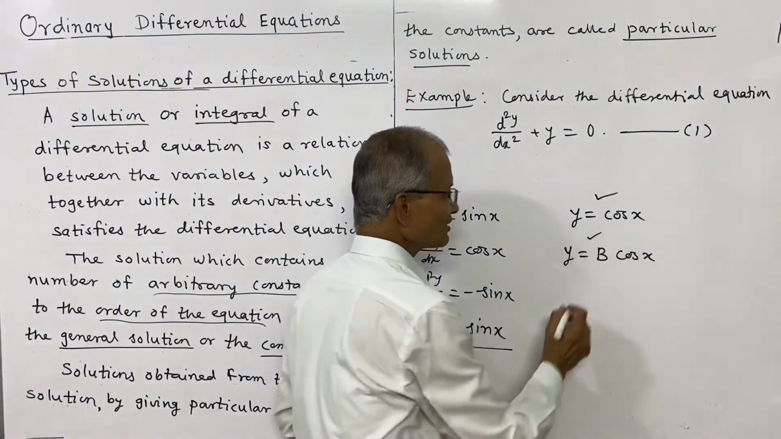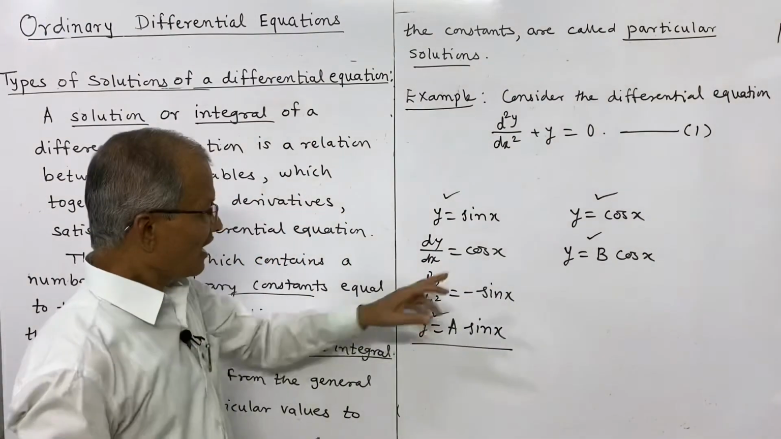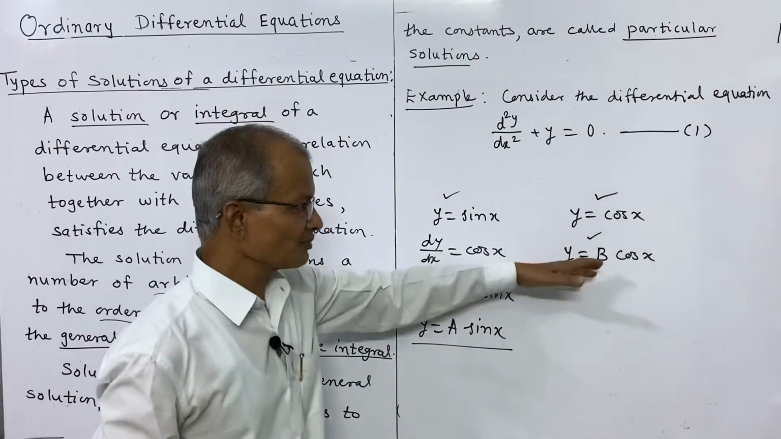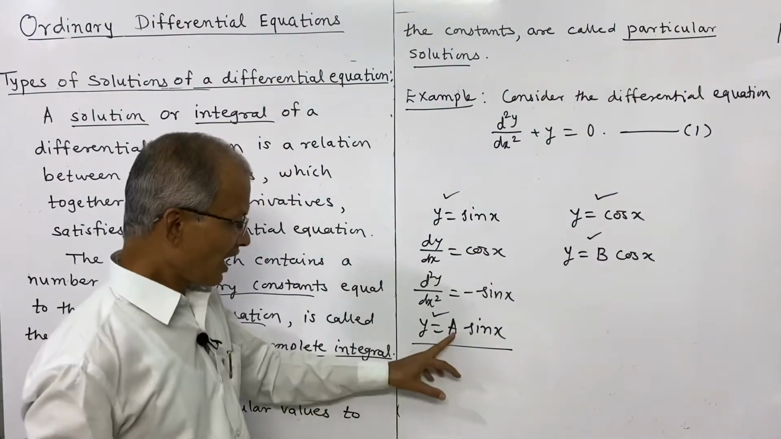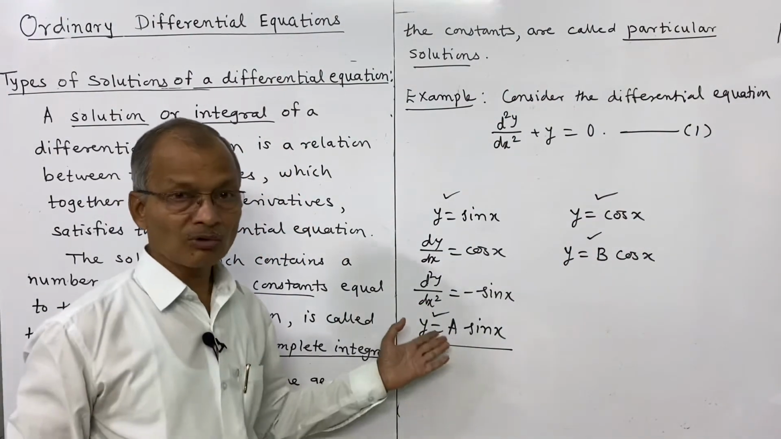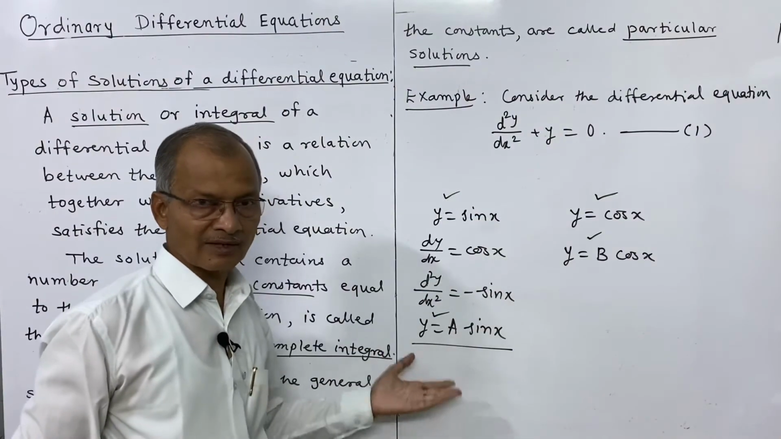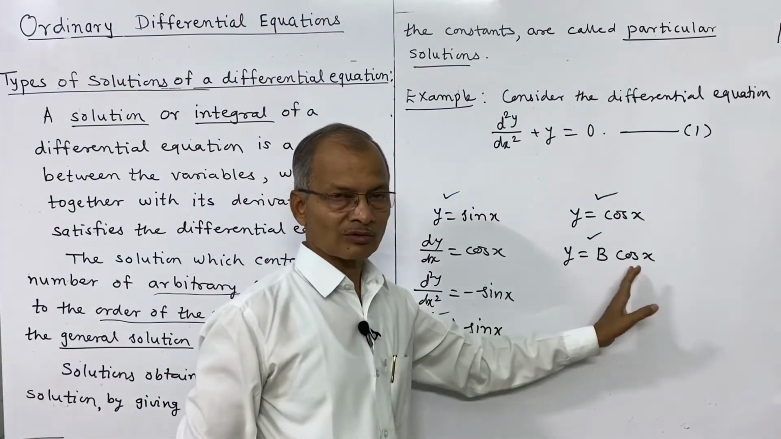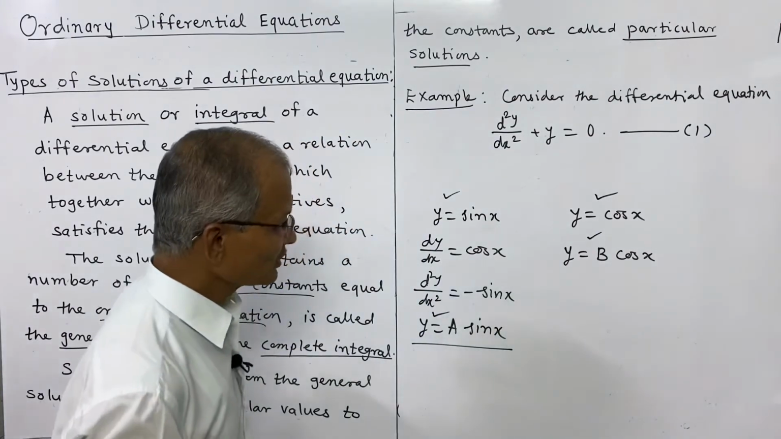So that means there are a number of solutions. A sin x is also a solution, b cos x is a solution. If you consider a any value, 2 sin x is also a solution, 3 sin x is also a solution, or minus half cos x is also a solution, etc. So a number of solutions are there.